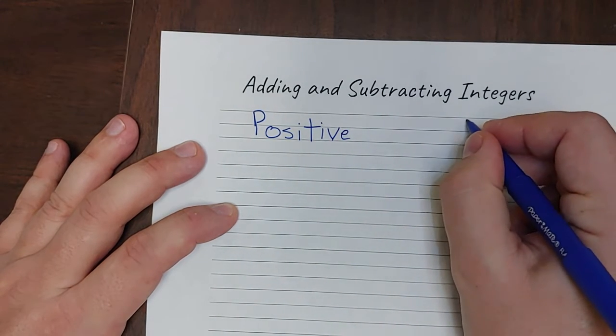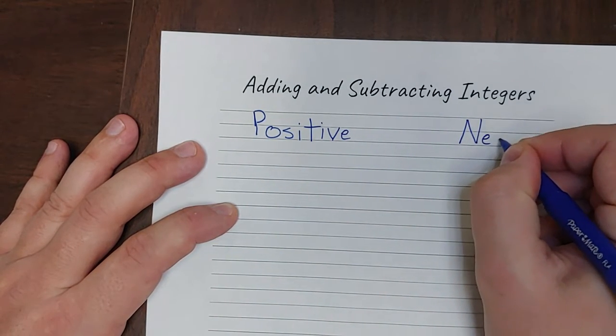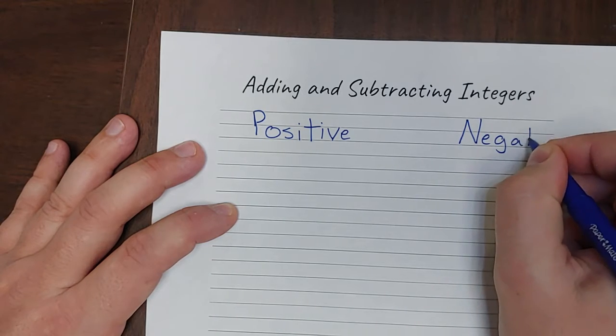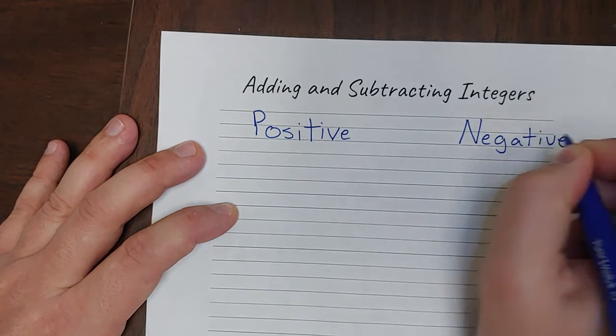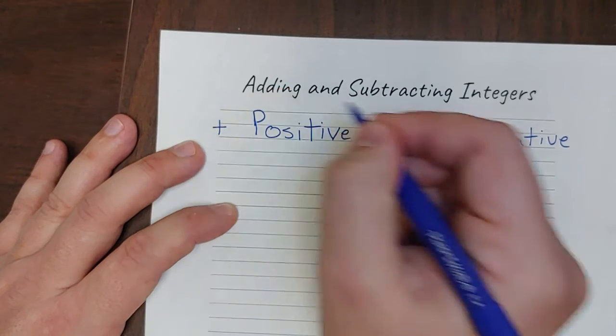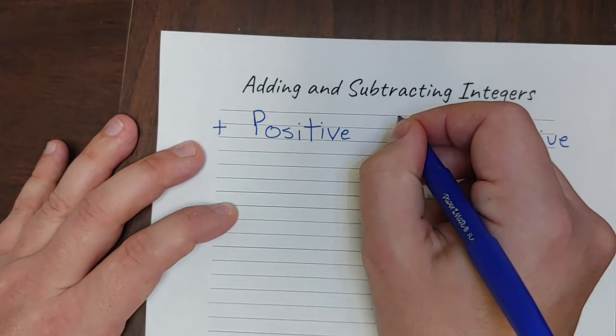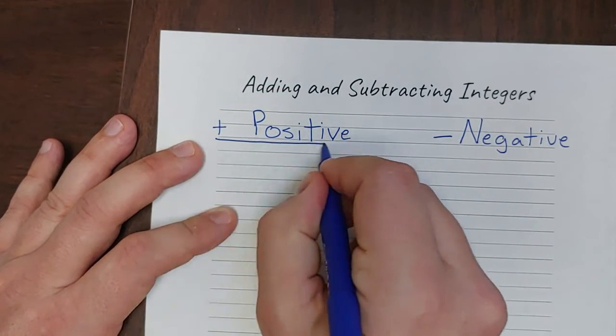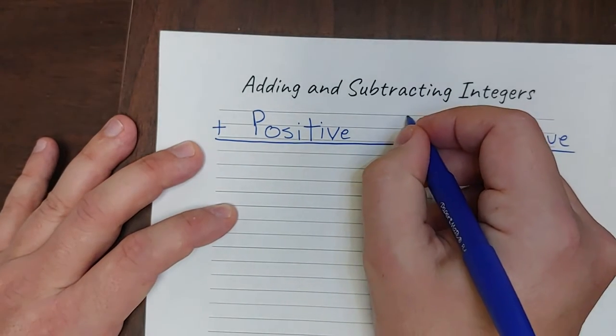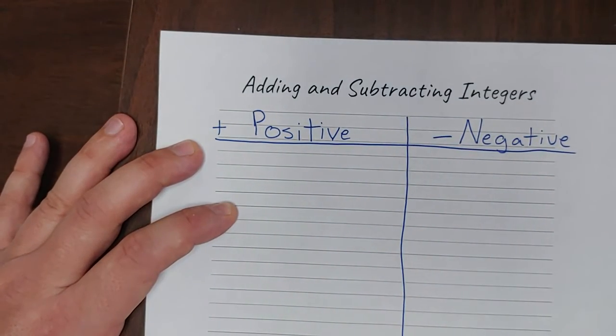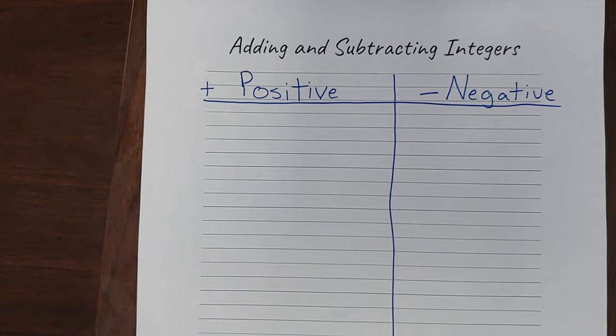Positive and negative. So this is plus, this is minus. Put a line there and a line going down, okay? Positive and negative.